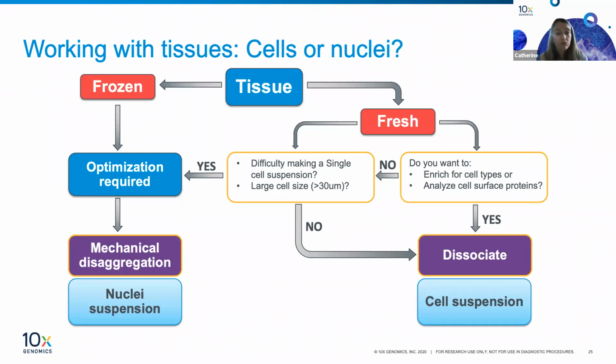There may, however, be times when you want to take your fresh tissue and it's more challenging to create a single cell suspension. There might be reasons why you don't want single cells, for example, their cell size isn't compatible with our solution. In these cases, you might choose to work with a quicker mechanical disaggregation process into a nuclei suspension.